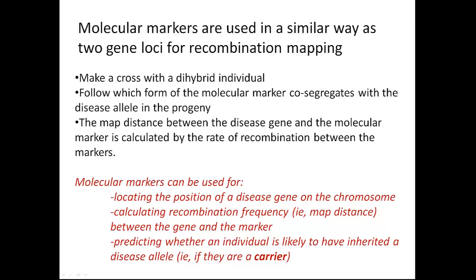And just as a summary, we can use molecular markers when we are initially looking for the actual gene that is causing a disease. We can use it to calculate recombination frequency to figure out how far away from a molecular marker that disease gene might be. Or we can also use it to predict whether an individual inherited a disease allele.